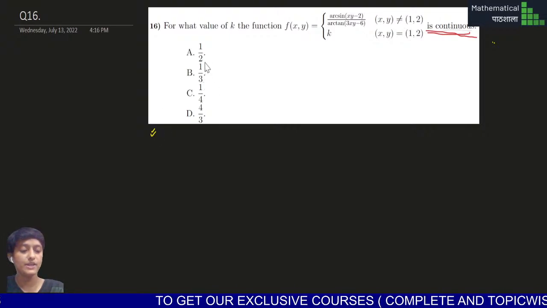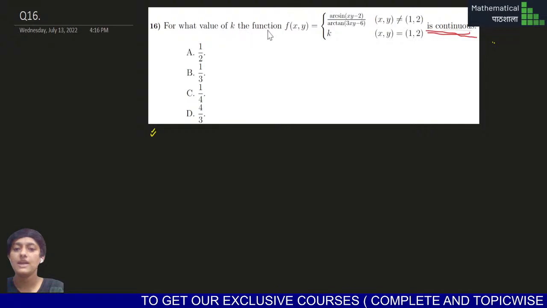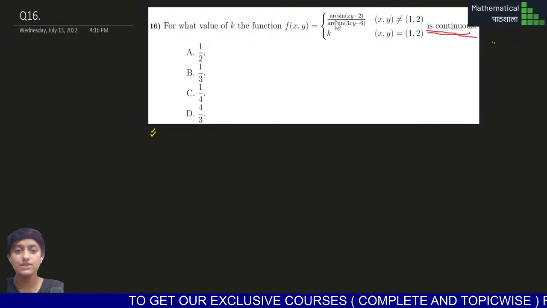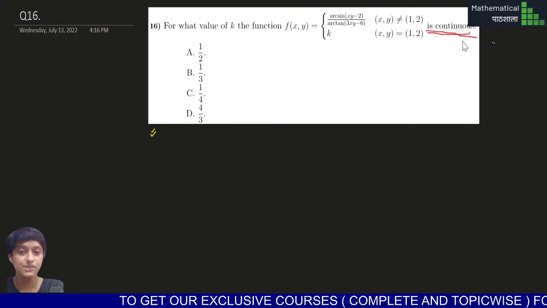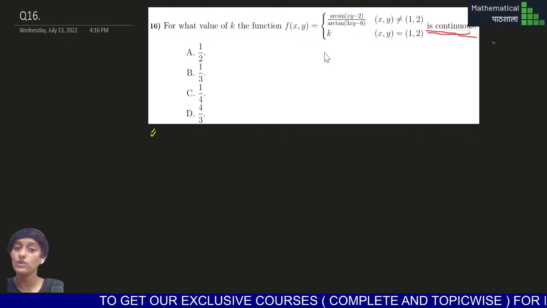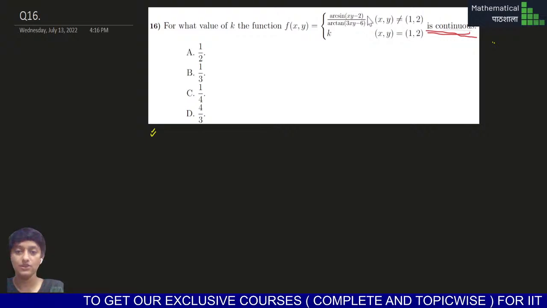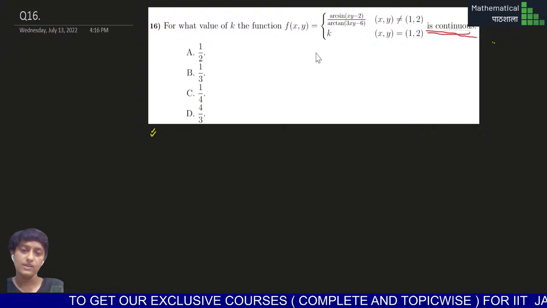Okay, so we move ahead in this question. For what value of k is the function f(x, y) equal to this continuous? See, we have to get a value of k such that this function can be continuous. Alright. Okay.